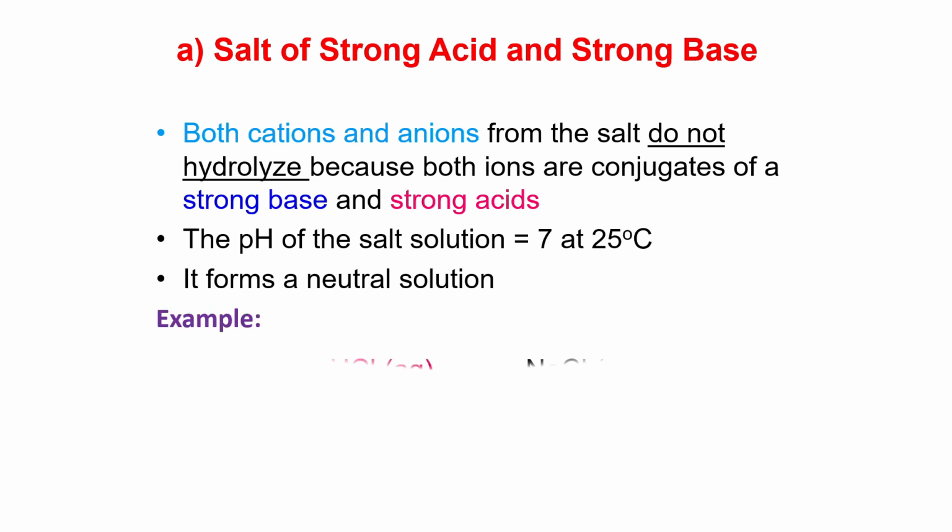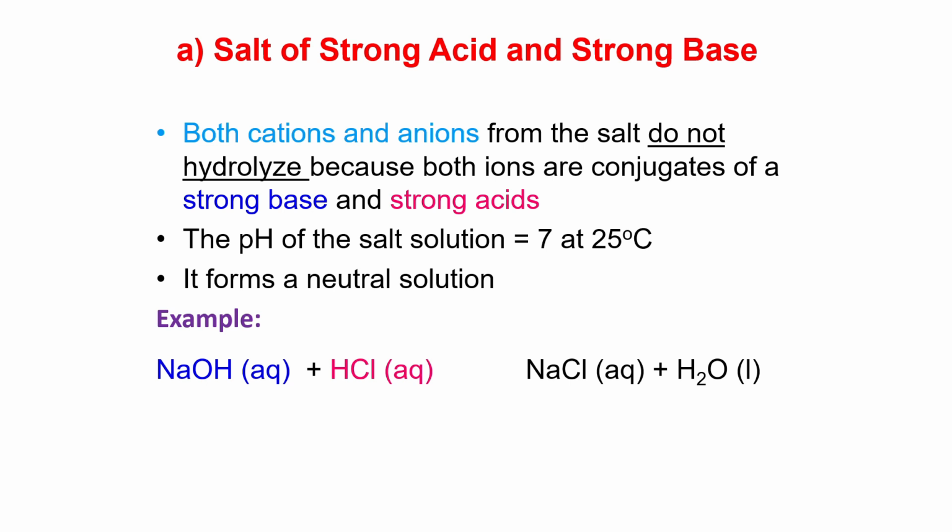And then the example is NaOH and HCl, which is dia akan dapat sodium chloride. So sodium chloride kita hydrolysis, dia akan menghasilkan Na plus dan juga Cl minus. The property is neutral.